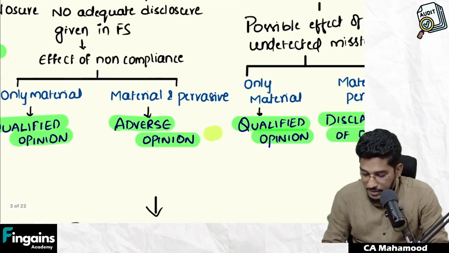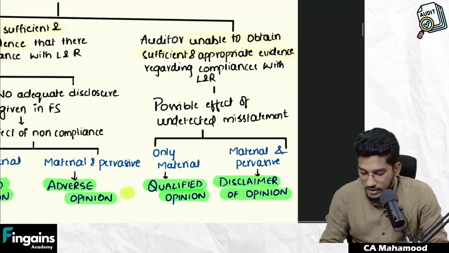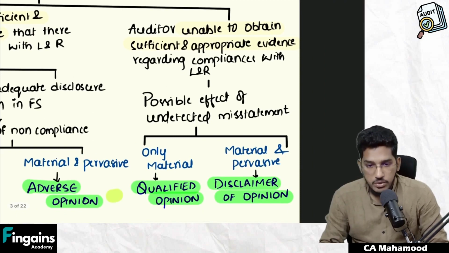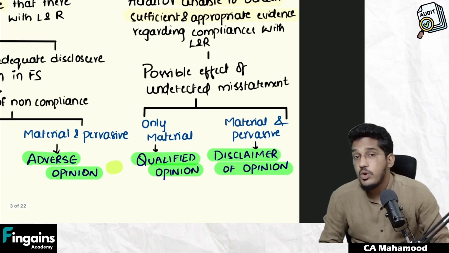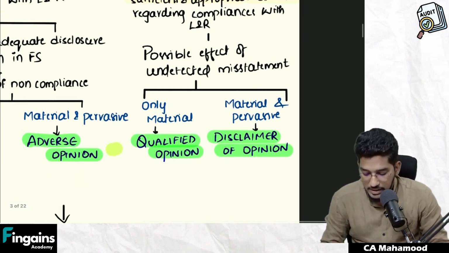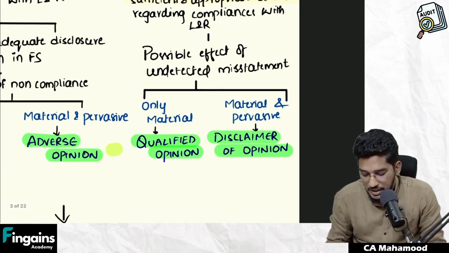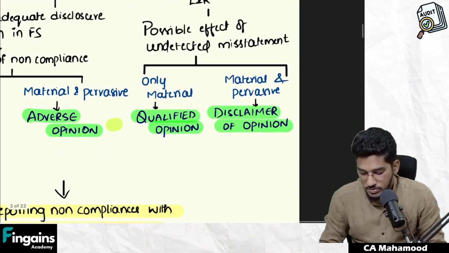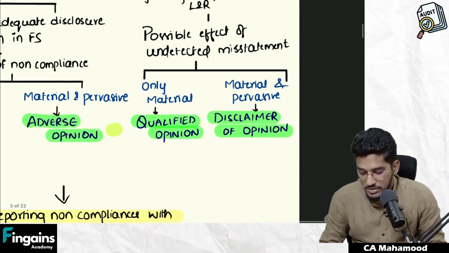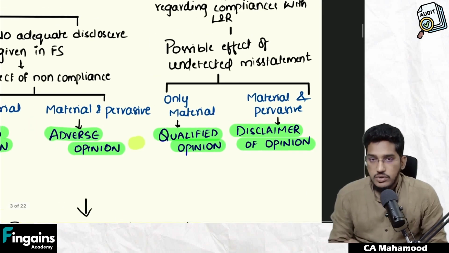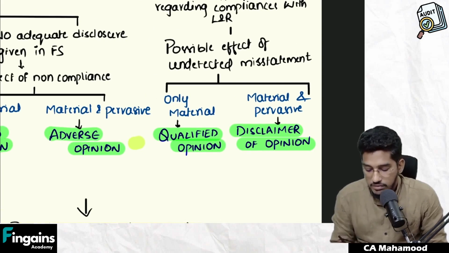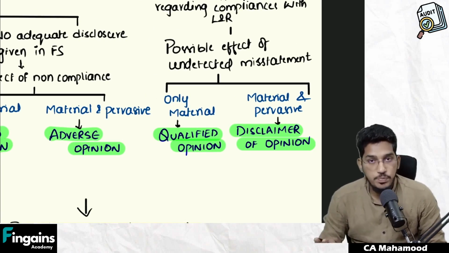That is what is there in the other part of the standard. So if you see here, the auditor is unable to obtain sufficient and appropriate audit evidence regarding compliance with laws. Then depending on the possible effect of that undetected non-compliance, if the possible effect is only material, we will give qualified opinion. If the possible effect is material and also pervasive, we will give disclaimer of opinion. We will give what? Disclaimer of opinion. So once you are done with all your responsibilities, depending on your observations, this is how it will have an impact on your auditor's opinion.